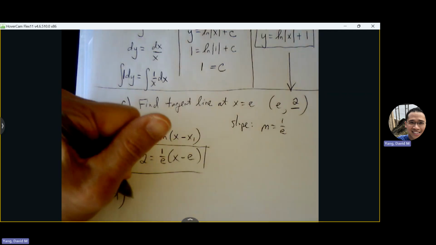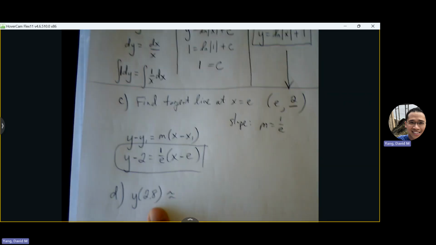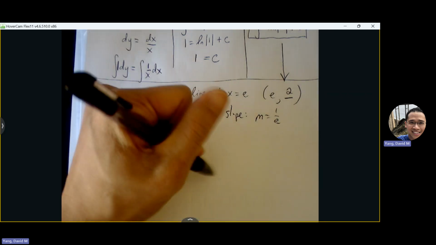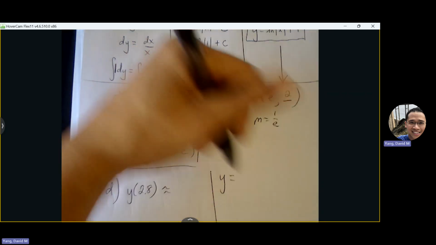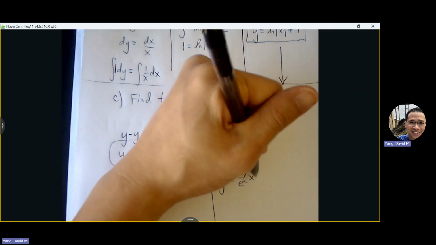Linear approximation, y of 2.8. So all that's doing is just plug that 2.8 in for x and then use your calculator to do the rest. Let me solve for y first, though, just to get that 2 over to the right side.